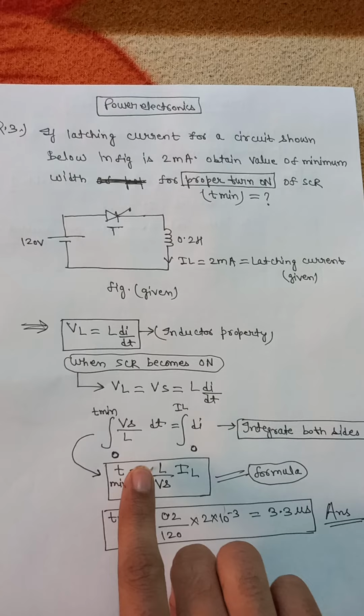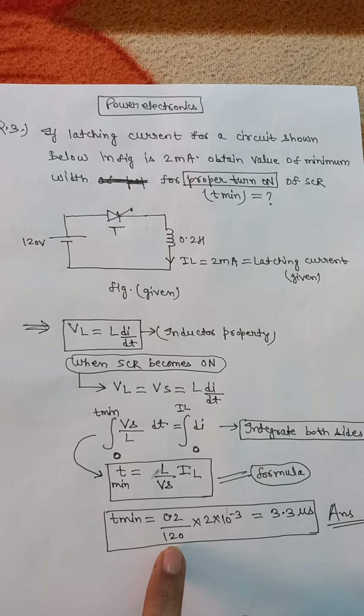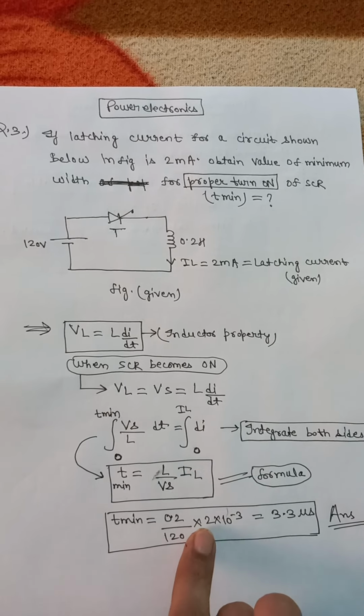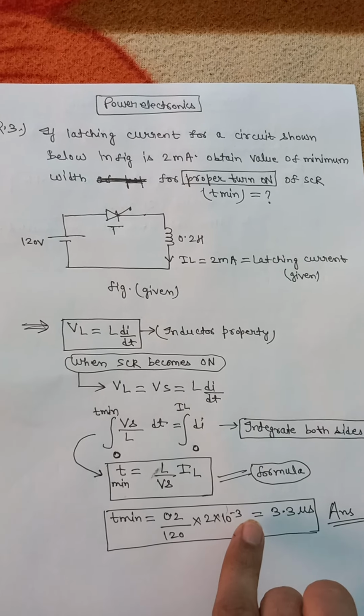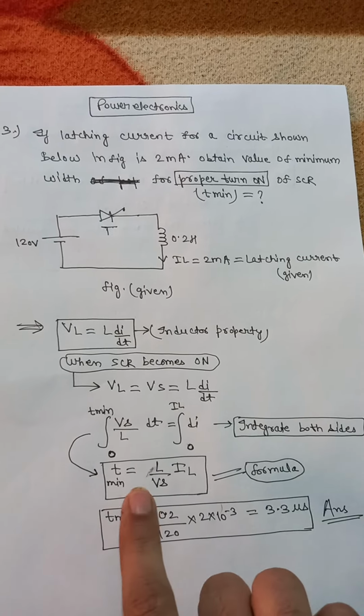After substituting the value of L, that is 0.2, Vs 120 volt, IL 2 into 10 to the power minus 3, we will get the T minimum value, that is 3.3 microsecond, that is the minimum pulse width.